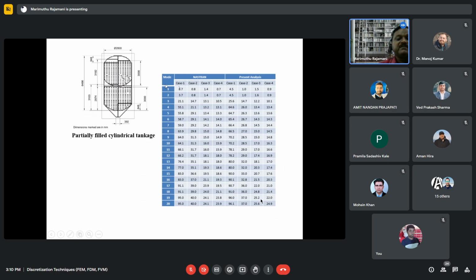Case 1 is where there is no liquid, and case 2 is where liquid is filled in the bottom alone, emptied in the top. The third case is top alone, emptied in the bottom, and then fully filled. How the results compare with Nastran software has been shown.